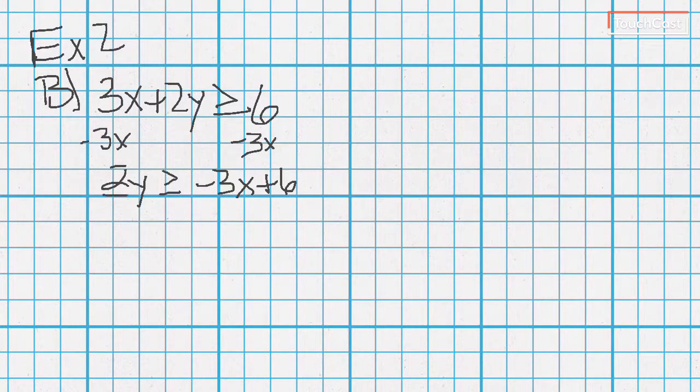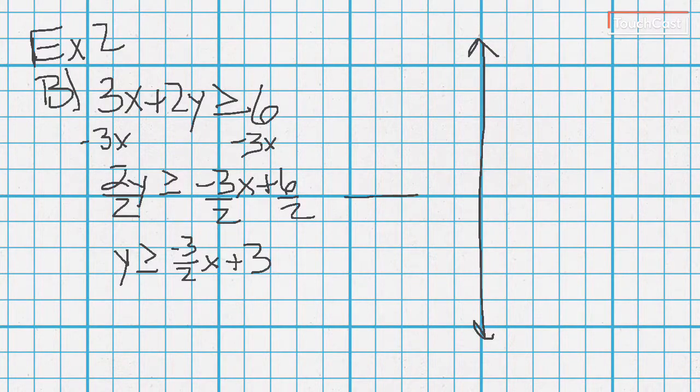I've got one more step to get y by itself. I'm going to divide everything by 2. So I'm going to end up with y is greater than or equal to negative 3 over 2 x plus 3. So we've got step 1 done. We've now solved for y. We can start the graphing process.